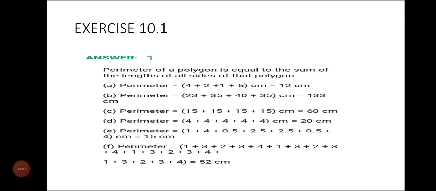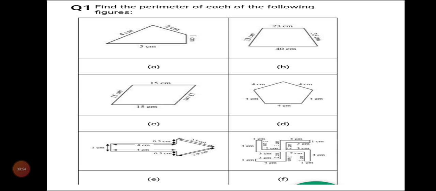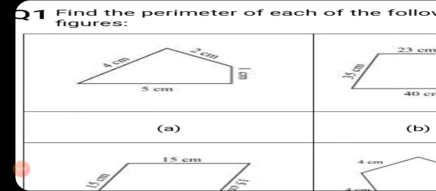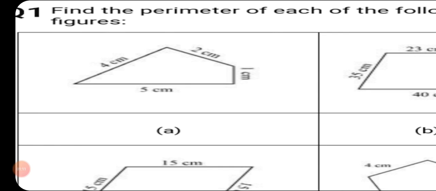Now today we are going to start with Exercise 10.1, in which the first question is: find the perimeter of each of the following figures, and a few figures are given in this question. As you can see, the first figure is a four-sided polygon, in which four sides are given: 4 centimeter, 2 centimeter, 1 centimeter and 5 centimeter.